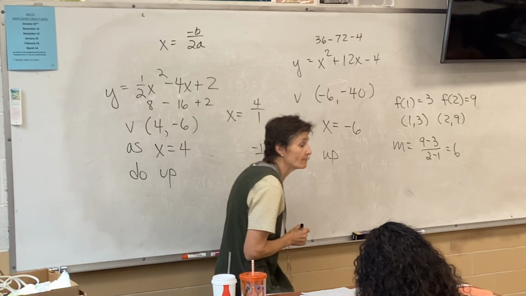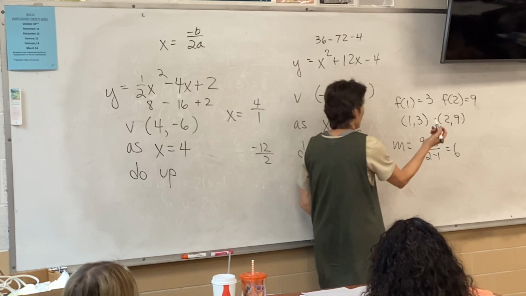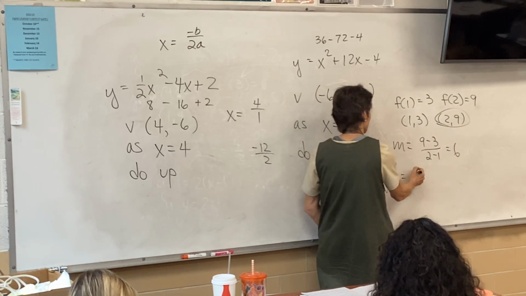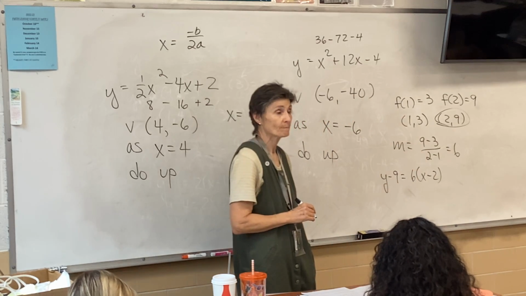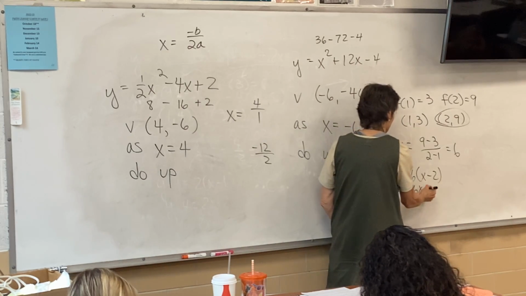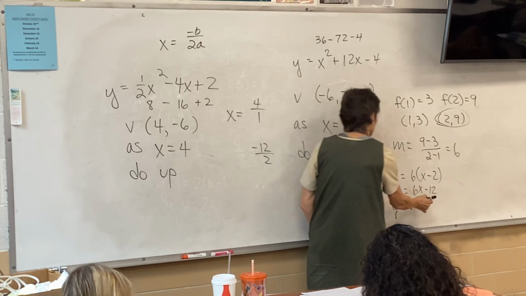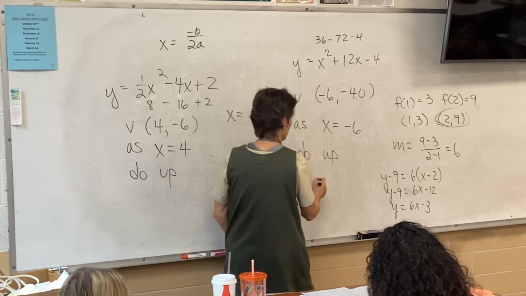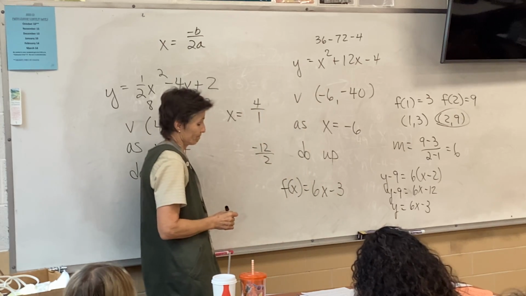So then what? Pick a point. I'll just be different and use this one this time. So y minus 9 equals 6 times x minus 2. Does it make any difference which point I use? No. So y minus 9 equals 6x minus 12. Did your linear function turn out to be f of x equals 6x minus 3? Yes.